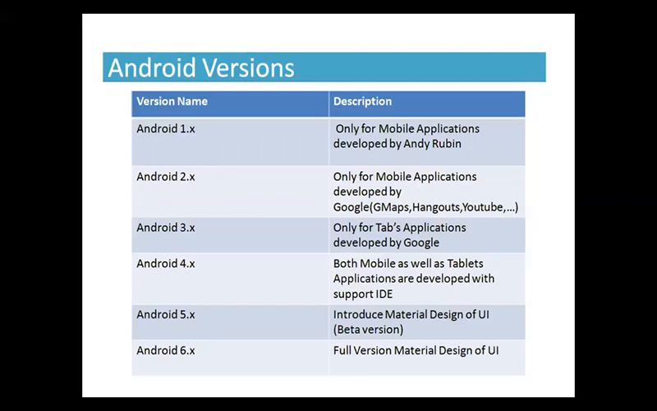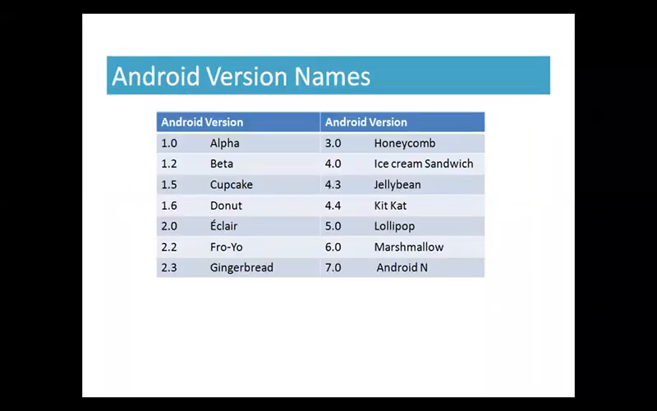And coming to one more important point, guys. You people have heard about KitKat, Jelly Bean, Gingerbread, like that, right? These all come under version names, guys. Android 1.0 is the first version, the alpha version. 1.2 beta version. 1.5 Cupcake. 1.6 Donut. 2.0 Eclair. 2.2 Froyo. 2.3 Gingerbread. 3.0 Honeycomb. 4.0 Ice Cream Sandwich. 4.3 Jelly Bean. 4.4 KitKat. 5.0 Lollipop, 6.0 Marshmallow, and 7.0 Android N. So all these 14 versions we have in the market right now, guys. But up to Marshmallow, Android N has not come yet, but in a couple of months, Android N is also coming in the future.